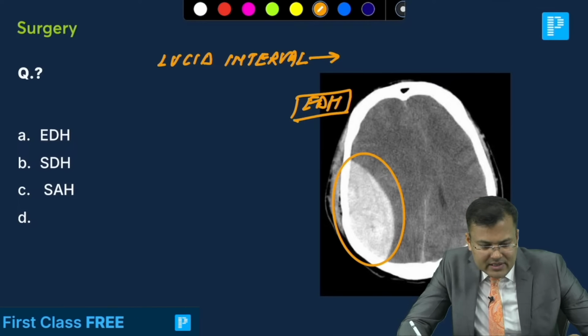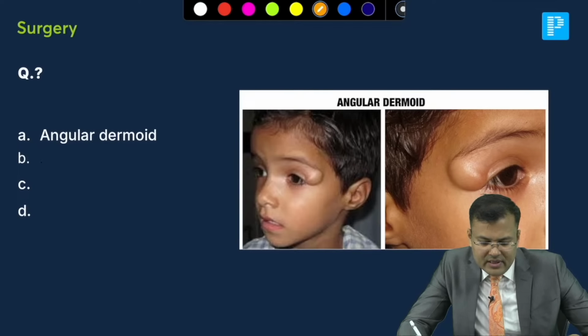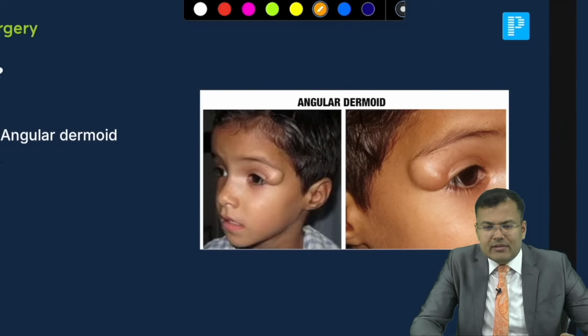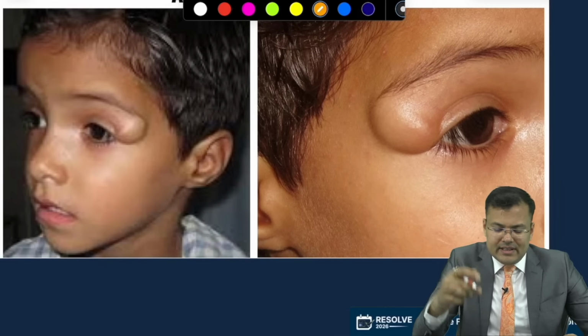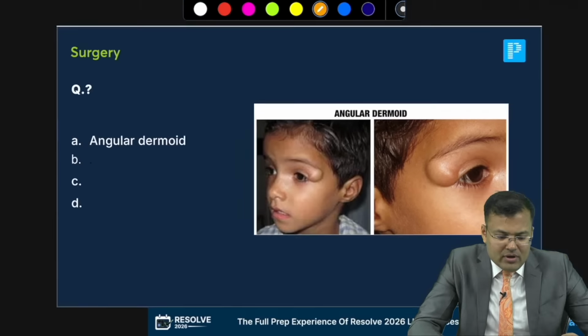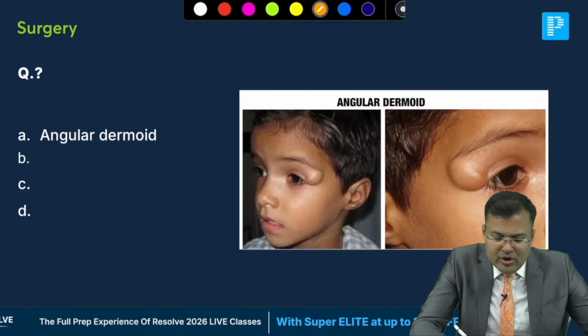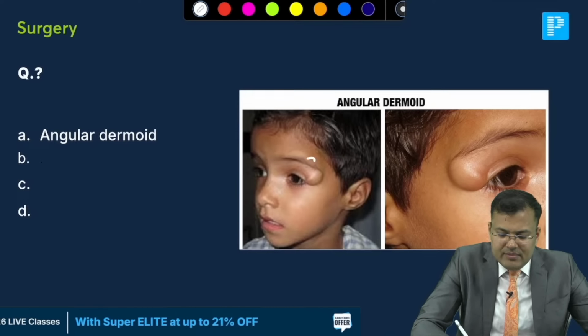Now see the next question, guys. Angular dermoid. Some students were telling that sir, there was swelling over the outer angle of the eye. A similar picture was there. So guys, what is this? This is angular dermoid, and in angular dermoid obviously what's the treatment? The treatment is surgical excision.